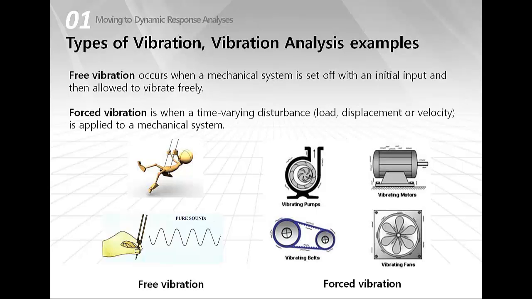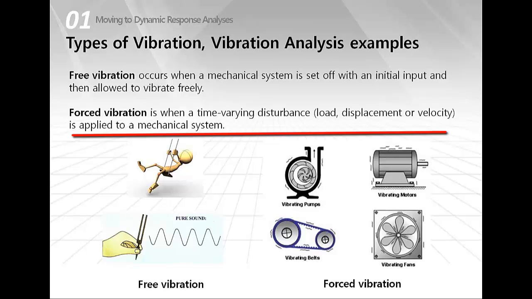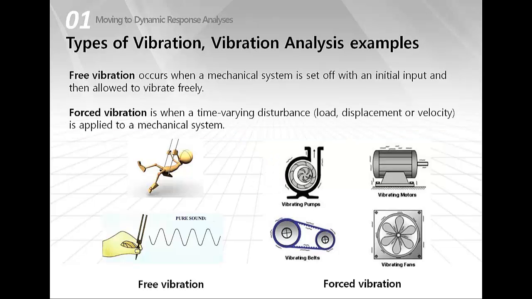The second type of vibration is forced vibration, and we can observe it when a time varying disturbance, for example load, displacement or velocity, is applied to a mechanical system. Typical examples of these vibrations include a shaking washing machine due to some kind of imbalance, vibrating pumps, motors, transportation vibration, and it can also be an earthquake.